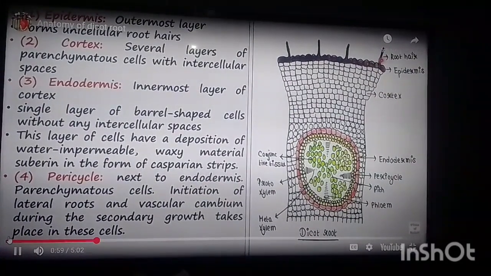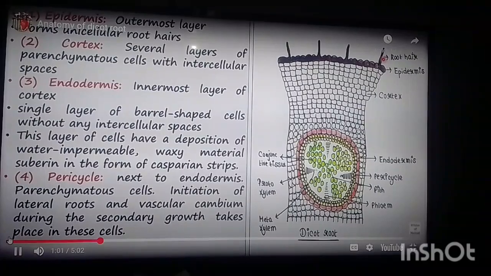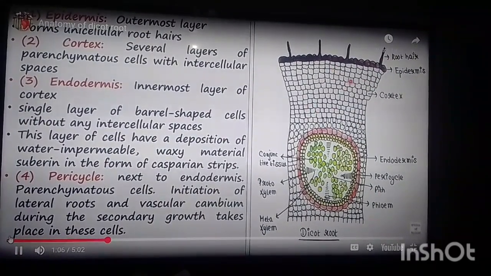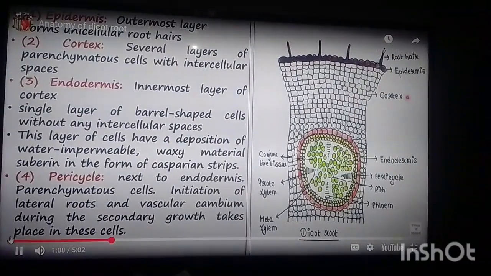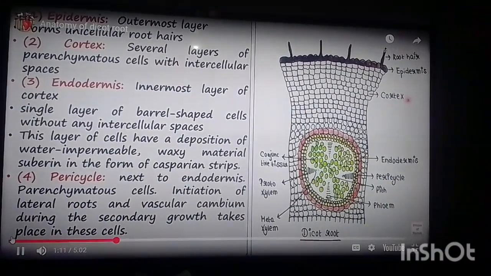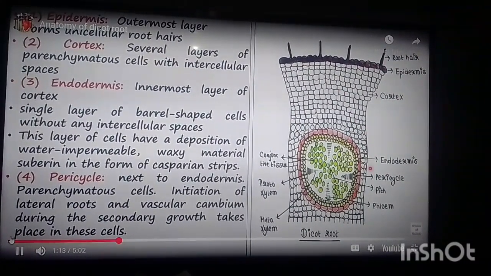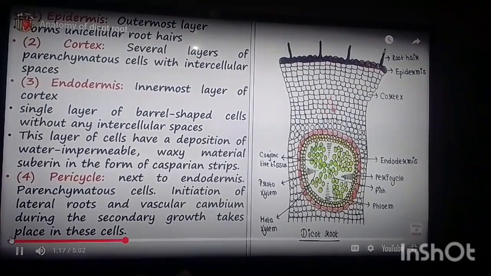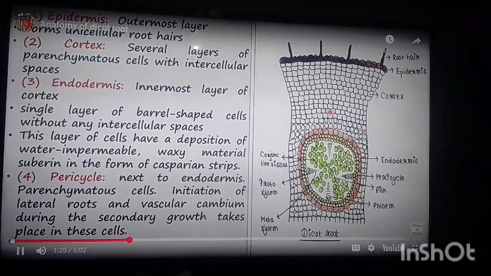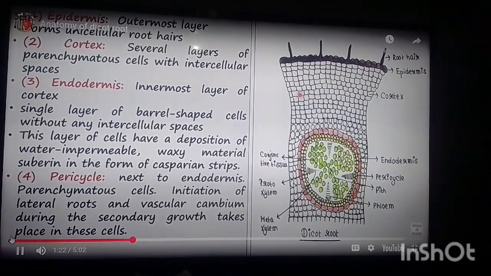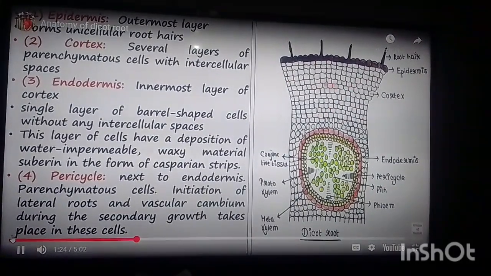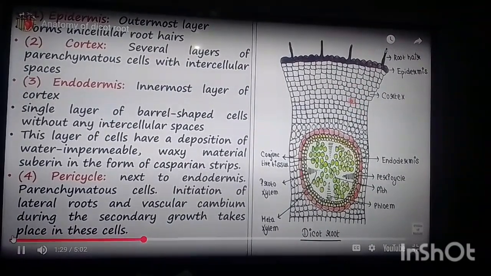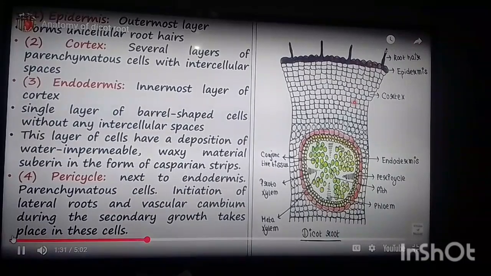So it is the unicellular root hair. Next to the epidermis, we can find this wide layer called the cortex. The cortex contains several layers of cells, and do you know which type of cell this is? This is actually parenchyma cells, many parenchymatous cells are there, and they have little intercellular spaces between the cells.